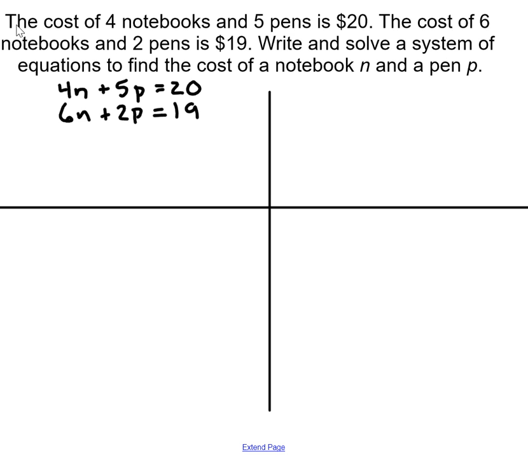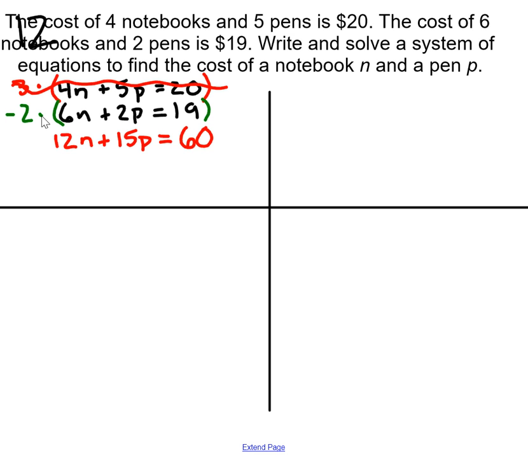So the top equation, I'm going to multiply that by 3 to get the N to be 12. So I get 12N plus 15P equals 60. No longer need that top equation. My second equation, I need to multiply by negative 2 because I need it to be a negative 12. So it's going to be negative 12N minus 4P equals negative 38.